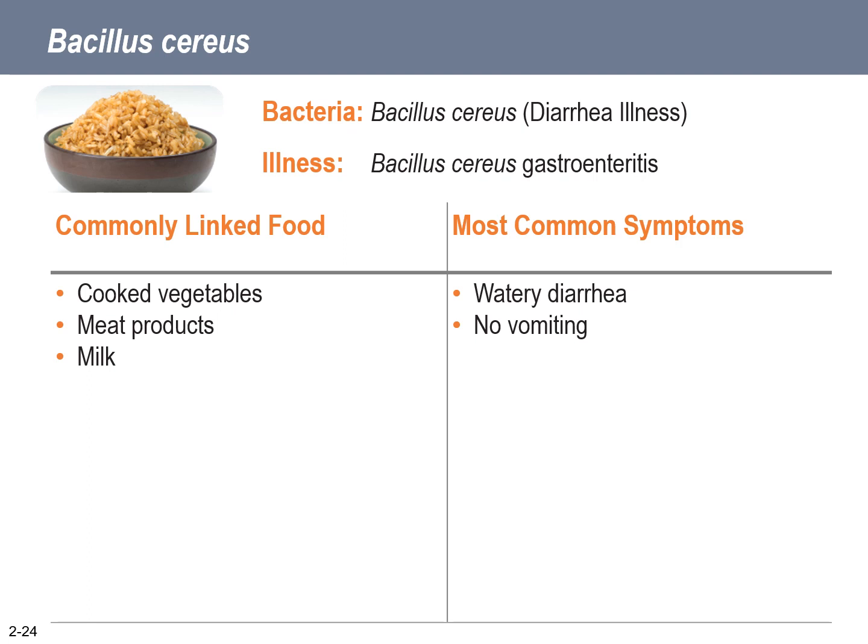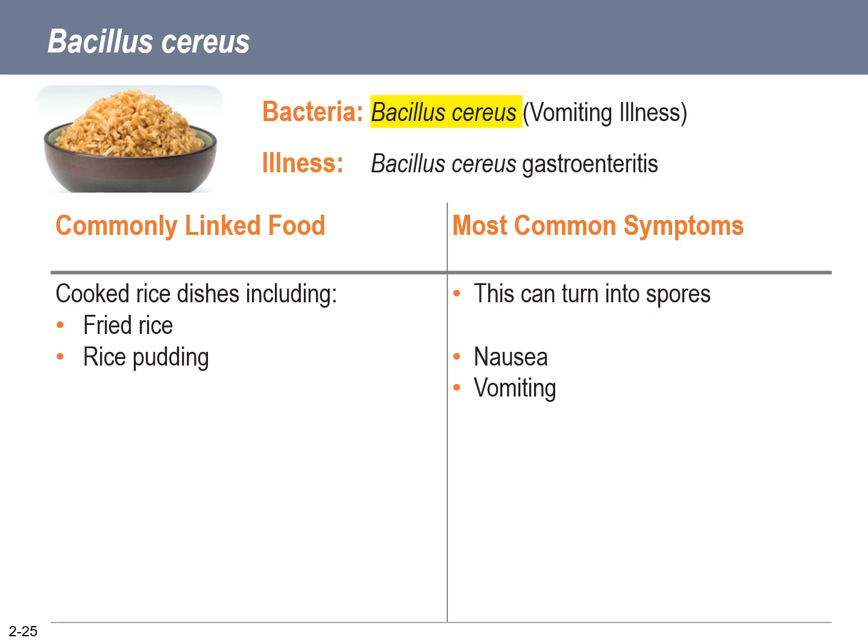Bacillus cereus is a diarrhea illness. It's commonly linked to cooked vegetables, meat products, and milk. Most common symptoms are watery diarrhea, and you will not have vomiting with this one. Bacillus cereus also has a vomiting illness, so there are two different ones. You could get it from fried rice or rice pudding, and they can turn into spores and then protect themselves. You could have nausea and vomiting.